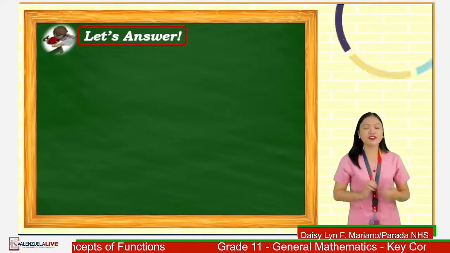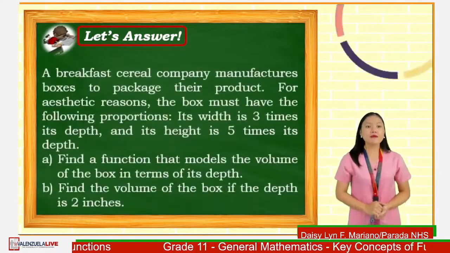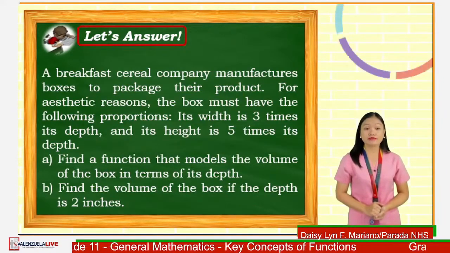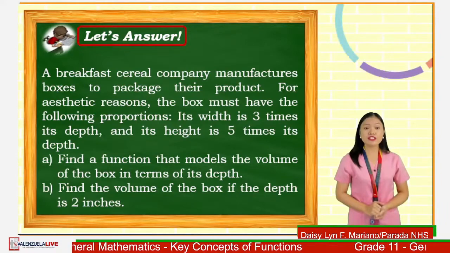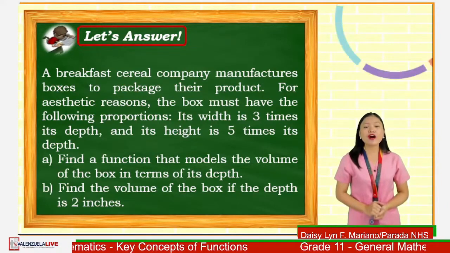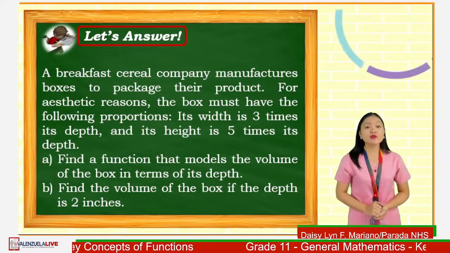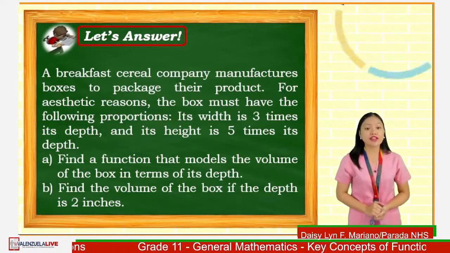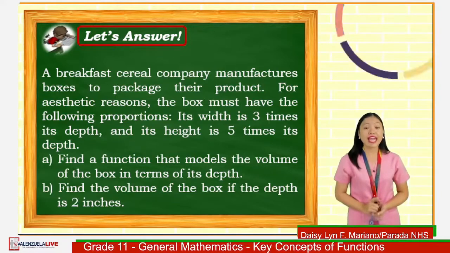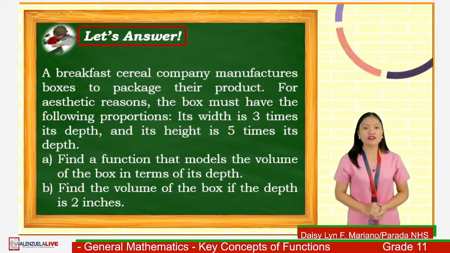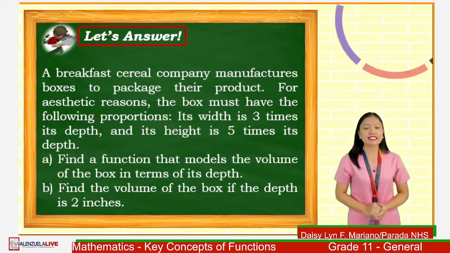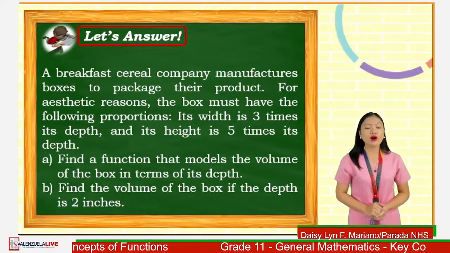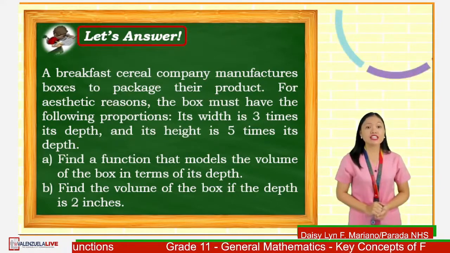Let us have another example. A breakfast cereal company manufactures boxes to package their product. For aesthetic reasons, the box must have the following proportions. Its width is 3 times its depth, and its height is 5 times its depth. A. Find a function that models the volume of the box in terms of its depth. B. Find the volume of the box if the depth is 2 inches.